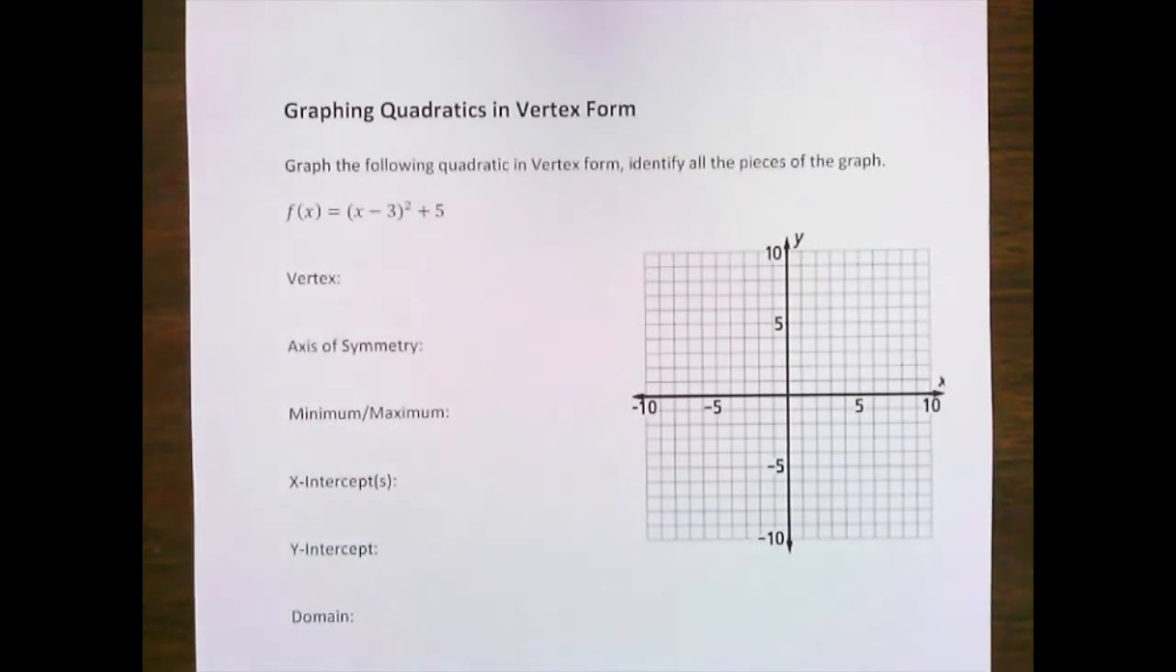Hey guys, let's talk about graphing quadratics in vertex form. So the problem I have here is we're going to graph the following quadratic, which is in vertex form, and identify all the pieces of the graph. So we're going to be talking vertex, axis of symmetry, minimums, maximums, x and y intercepts, and domain and range.